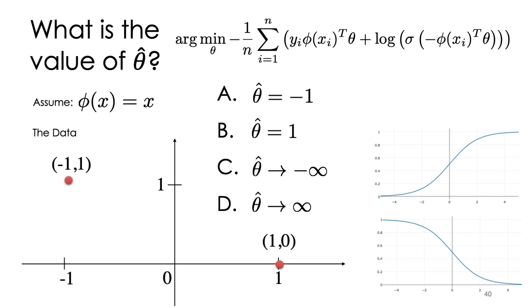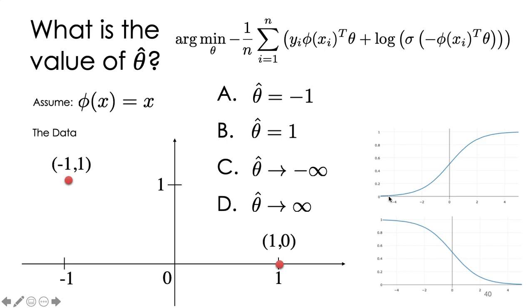So the question is then, what is the best theta in this case? Now, theta should just be a scalar. We only have one feature, and so this is just going to be some number, we think. So what number is it going to be? And there are 4 choices here. Let's see if we can eliminate some of them.